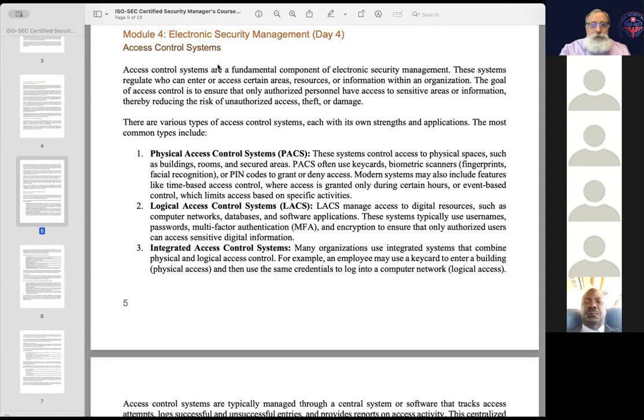So again, we are at the fourth module, and today we will talk about electronic security systems. Actually, electronic security management, as is the title. And I will share my screen now. Okay.